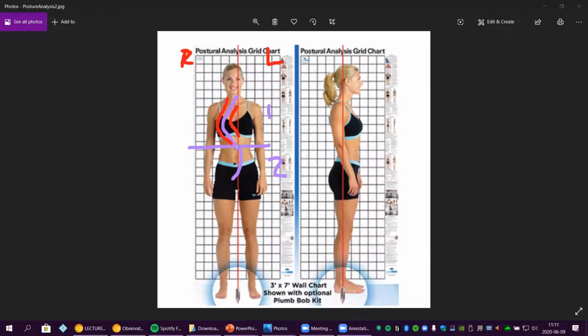So when we get into treatment of this patient, what we are going to want to do is on this left side, we're going to want to stretch it. On this right side over here, we're going to want to strengthen it. That will help overcome this curve. So we want to stretch the tight side, strengthen the stretch weak side.